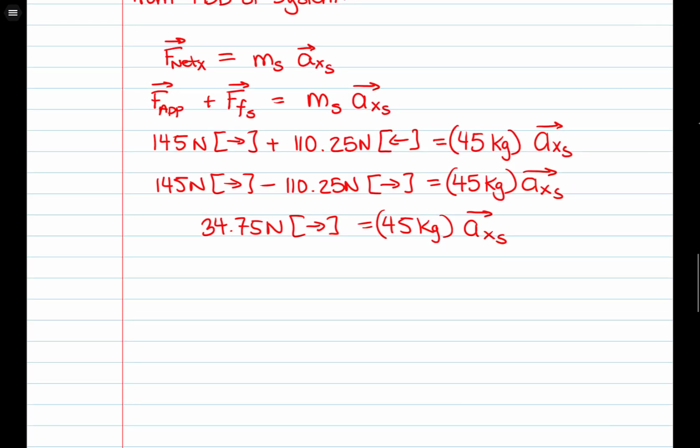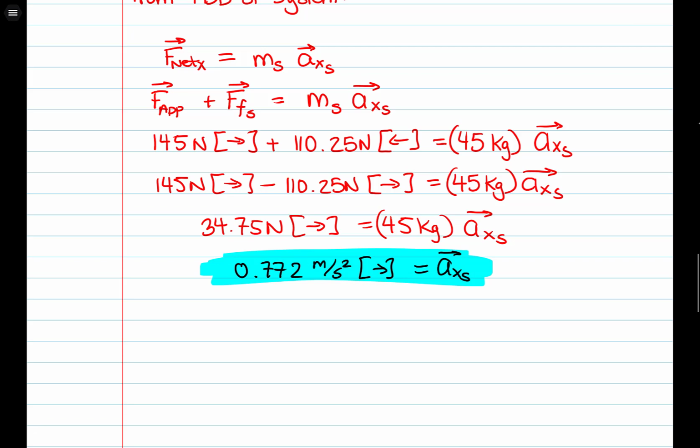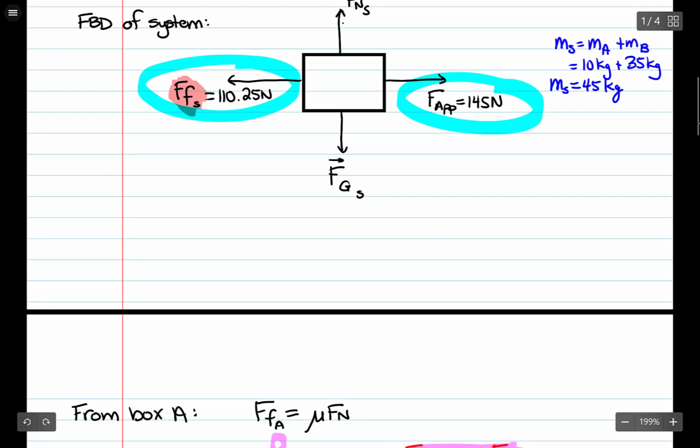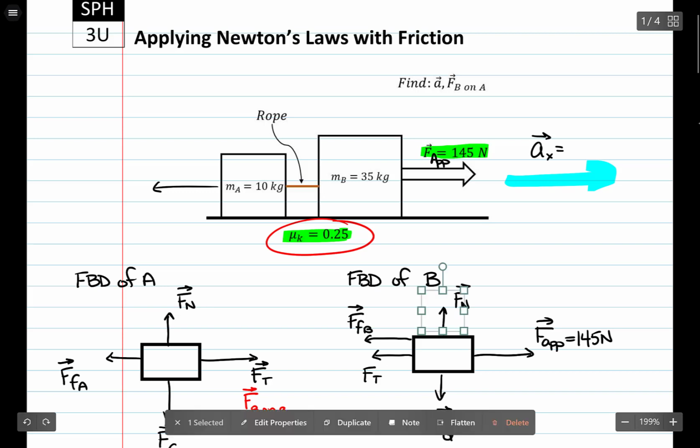Divide both sides of my equation by the mass, or the system mass, and you get a value of 0.772 meters per second squared towards the right as my acceleration of the system in the x direction. So Royals, we just found the acceleration of our combined system, which means that's the acceleration of box A and that's the acceleration of box B. This is solely because the boxes are combined, and so whatever acceleration we find in the x direction is going to be the acceleration for both of these boxes. So 0.772 meters per second squared, and in fact it is towards the right.